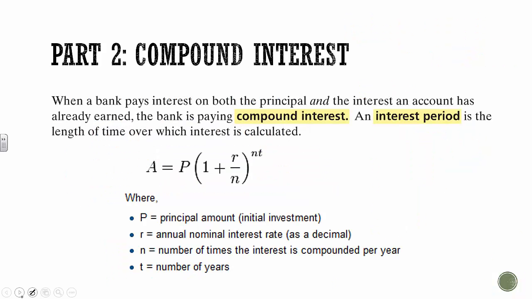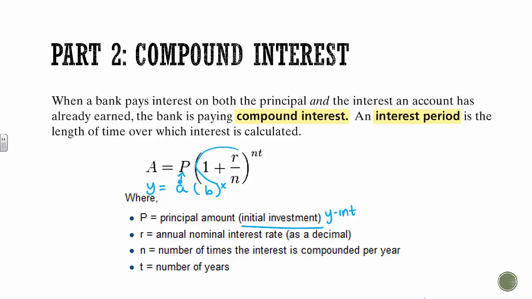Now with this comes something called compound interest. This is like a special type of story problem. So when a bank pays interest on the principal and the interest in the account, the bank is paying compound interest. An interest period is the length of time over which the interest is calculated. So this equation is very similar to y equals a times b to the x power. The a in this is our principal, or the initial investment, whatever you're putting in the bank account to start with. This is our y-intercept, just like before.